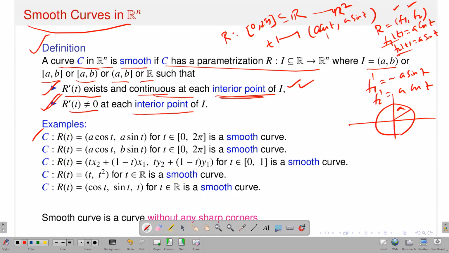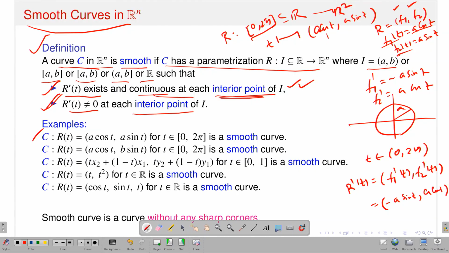Number 2 is that I have to show that R prime t is non-zero at each interior point. Interior point means t running over the open interval 0 to 2 pi. I have to show that R prime of t, which is f1 prime t comma f2 prime t, that is minus sine t comma cosine t, is non-zero.